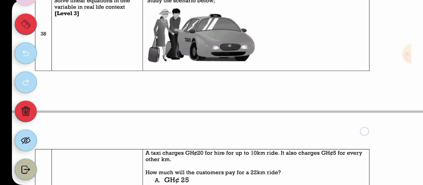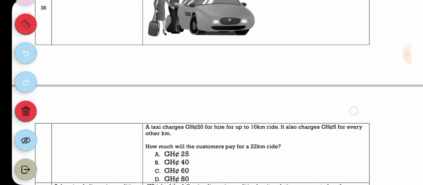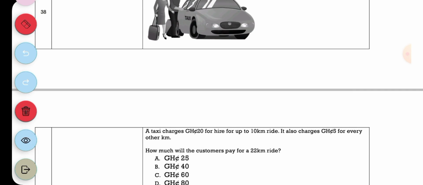You have another question here. A taxi charges 20 cedis for a ride of up to 10 kilometers. It charges 5 cedis for every other kilometer. The first 10 kilometers, the customer will pay 20 cedis.